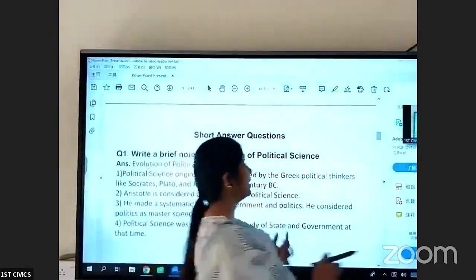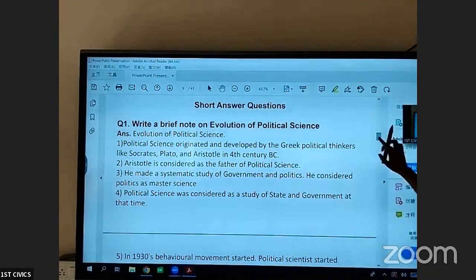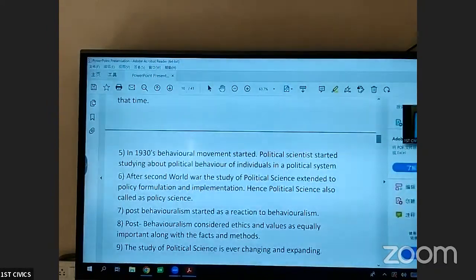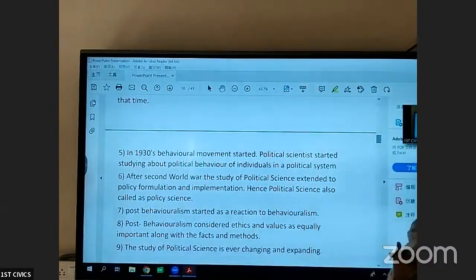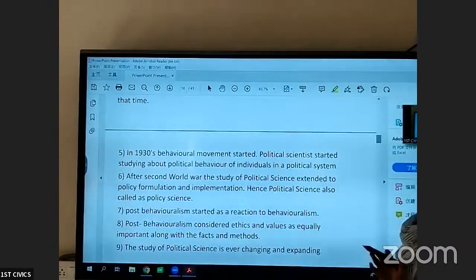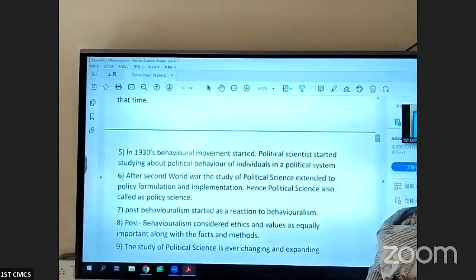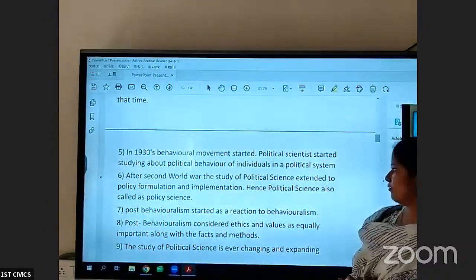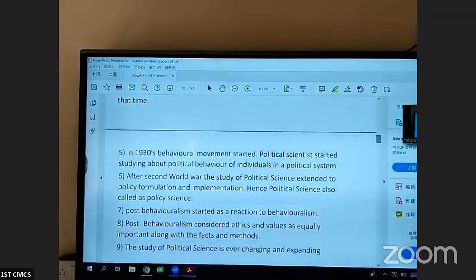So from the 4th century BC till recent times, the study of political science was limited to the study of state and government. In the 1930s, the behavioral movement started. What is this behavioral movement? It studies the political behavior of an individual in the political system. That means how people are involved in politics. The study of that is called behavioralism. This behavioral movement started in 1930. And after the Second World War, it extended to policy formulation and implementation. Hence, we call political science policy science.